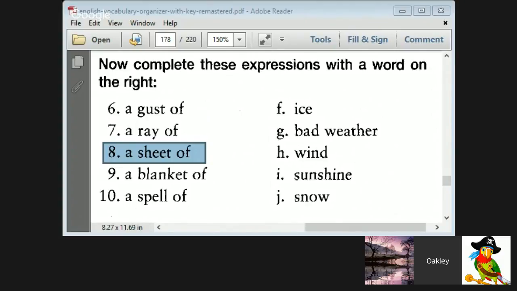In the car, if the snow freezes, you have a sheet of ice in the window. That's true. You can have a sheet of ice on your windshield, a sheet of ice on the sidewalk. The parking lot is a sheet of ice. Be careful when you go out to your car.